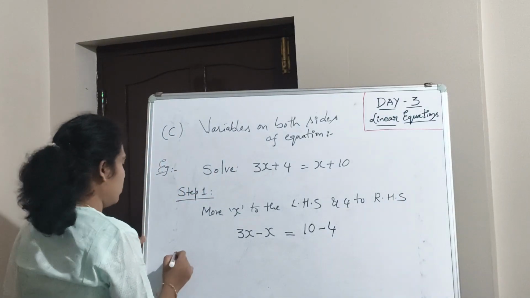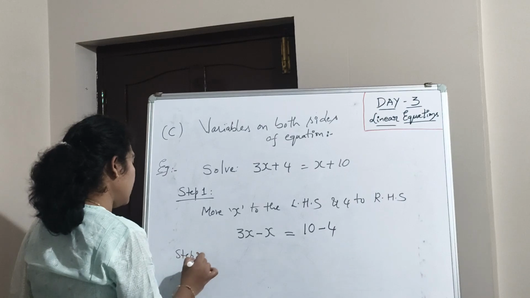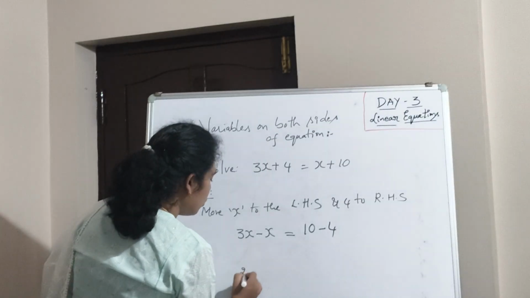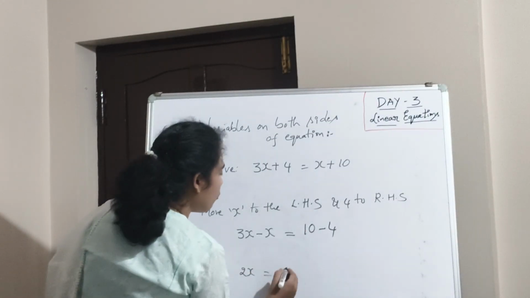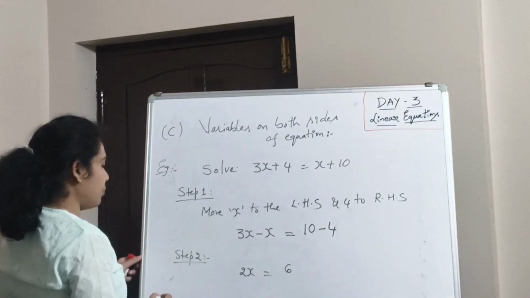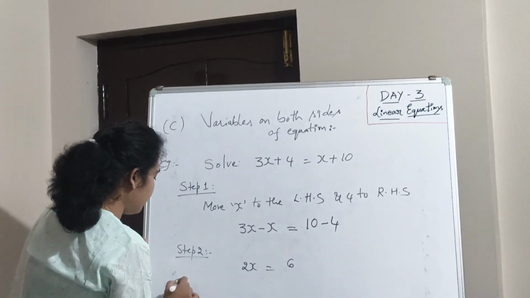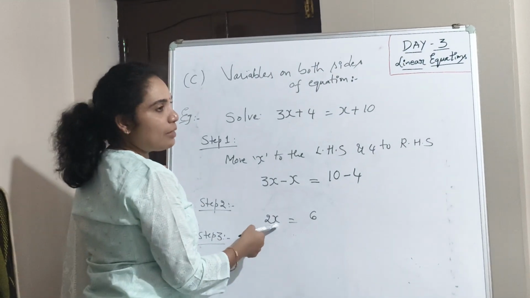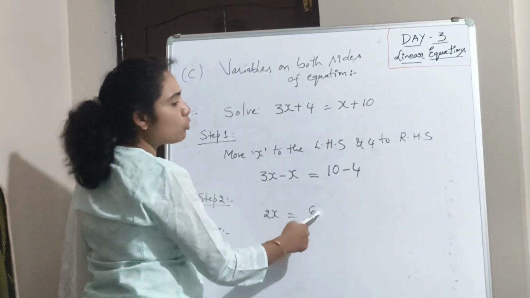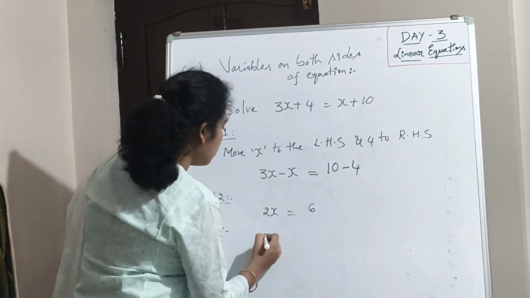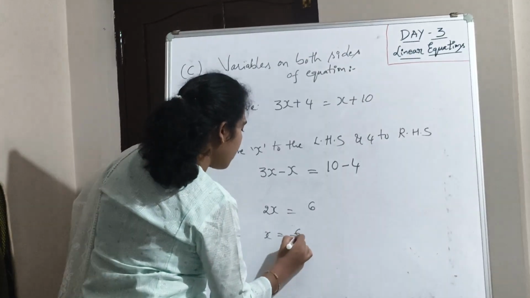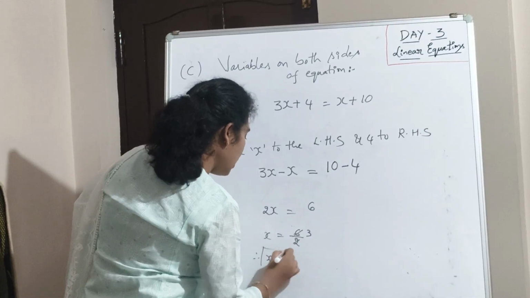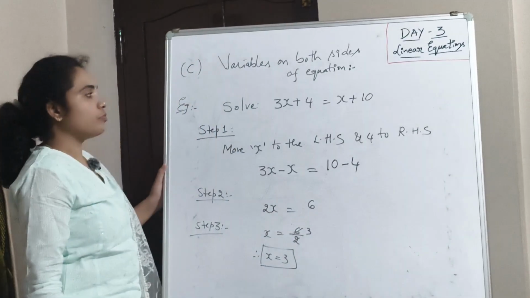Okay, now step 2 is, we'll simplify this. 3x minus x is 2x. 10 minus 4 is 6. Now, what's the next step? So, 2 is in multiplication on the left hand side. So, if it is moved to RHS, it becomes division. So, x is equal to 6 by 2. So, therefore, x equal to 3 is the solution.